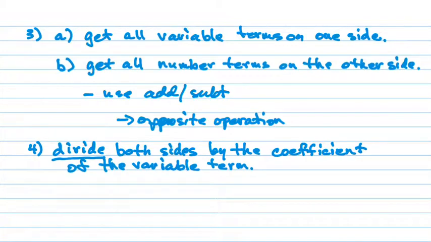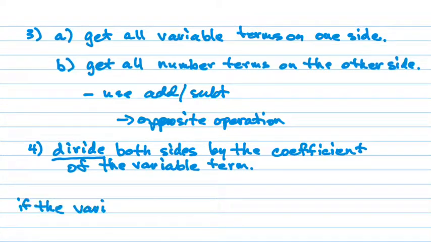Now remember, when we're talking about the coefficient, if it has a sign, we include the sign. And once you've done that, that's the last step, then the variable is going to be completely by itself, and that's your job.